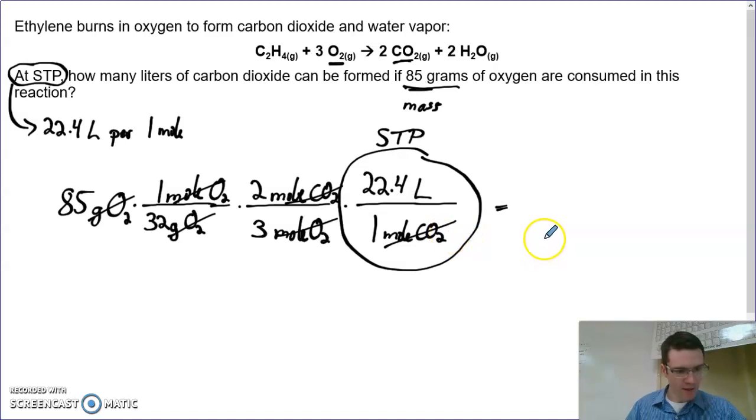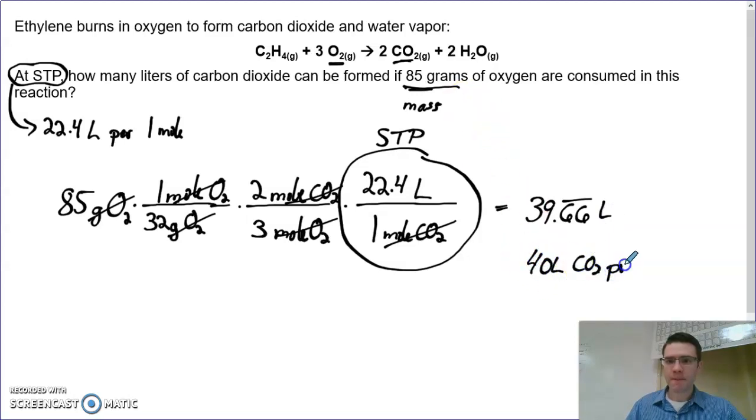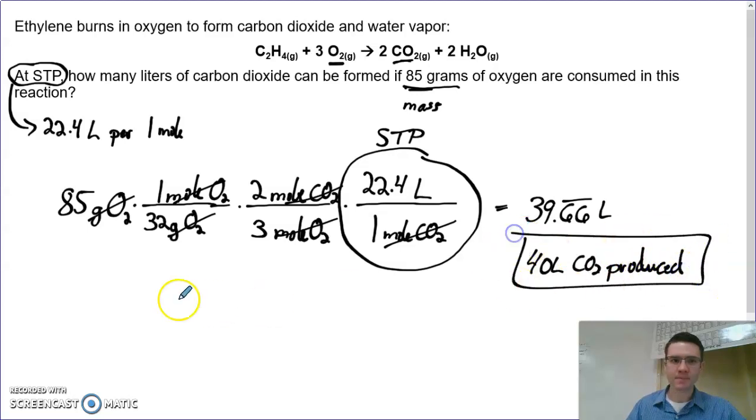And if you do that, your liters of CO2 comes out to 39.66 repeating liters. And with sig figs, we'd round that to 40 liters of CO2 produced. So that's kind of a shortcut for problems that are at STP.